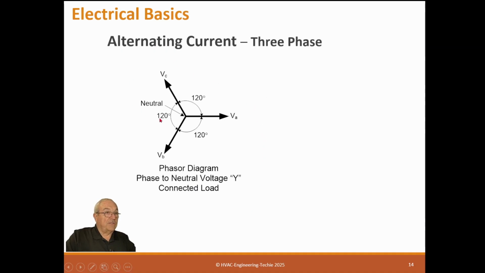Alternating current three-phase. Okay, this is a rotor diagram. This is basically saying we start here at A, phase A, and the system rotates as the generator is turning to phase B and then to phase C and back. It rotates in this direction.